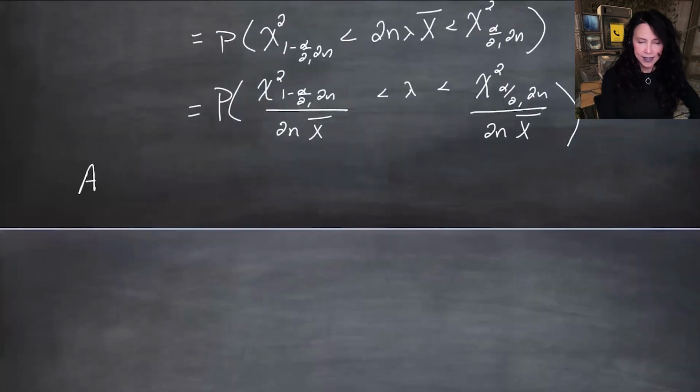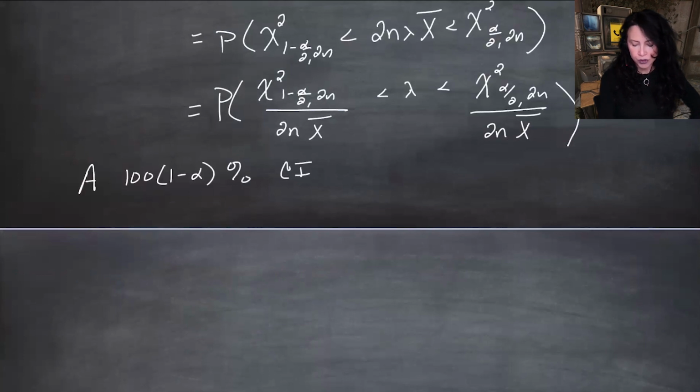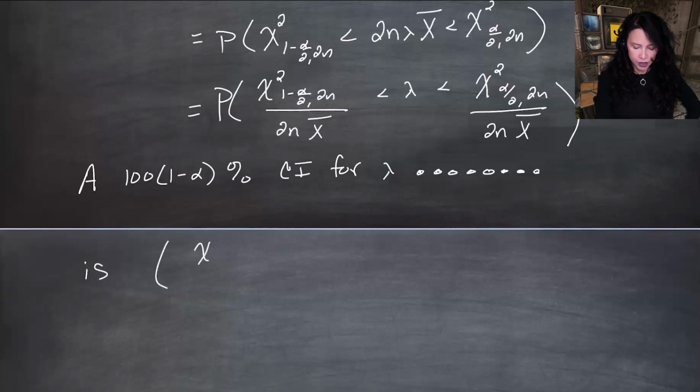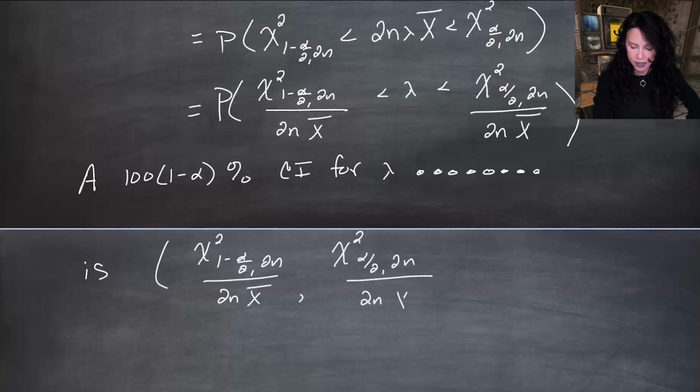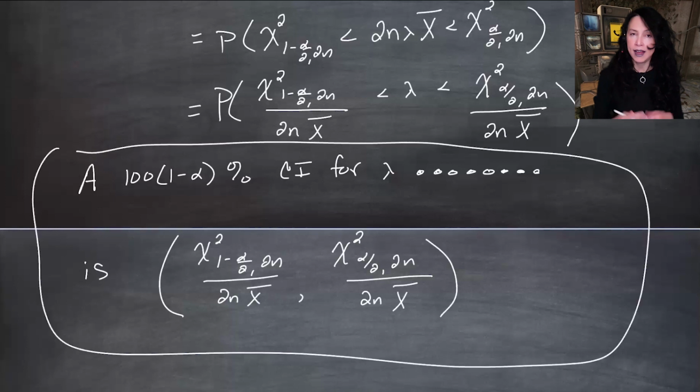So the answer: the 100 times 1 minus alpha percent confidence interval for lambda for the exponential distribution based on x bar, all of that is leading to this answer, is the interval chi-squared sub 1 minus alpha over 2, 2n divided by 2n x bar, up to the other one, chi-squared alpha over 2, 2n over 2n x bar. So we have what we wanted, a confidence interval for lambda for the exponential distribution based on x bar and in terms of chi-squared critical values.